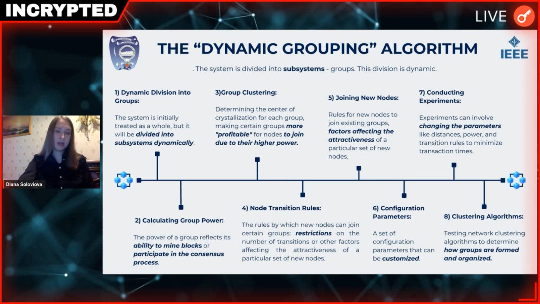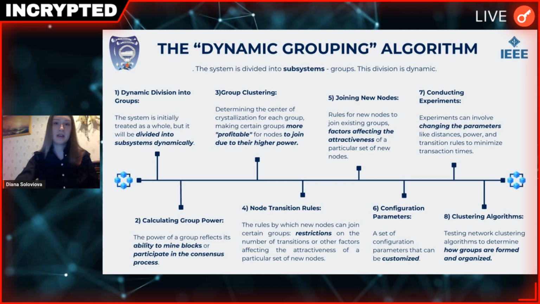Then we have to set node transition rules. Why? The rules by which nodes can join certain groups. For example, restrictions on the number of transitions or other factors affecting the attractiveness of a particular group for nodes. For example, transition to another group is possible no earlier than 10 block publications for a certain node, or, for example, it is not possible before 5 finalizations for a node. Then we also have to set rules for joining new nodes.